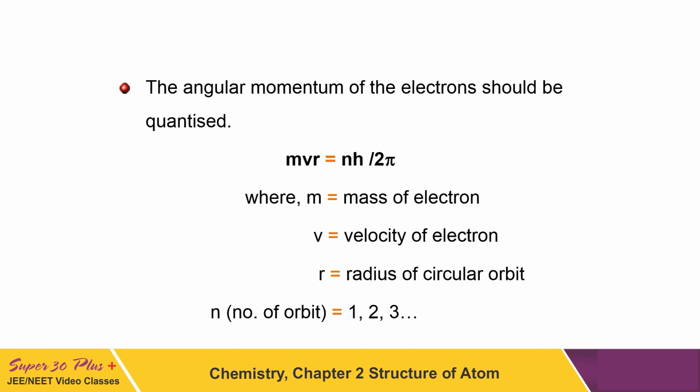In the second postulate, Niels Bohr spoke about the quantization of angular momentum. What is angular momentum, students? J equals mass into velocity into the radius of rotation, mvr. He said that the angular momentum of the electron is quantized, meaning it is an integer multiple of h upon 2 pi. It is n times h upon 2 pi, where h is the Planck constant, m is the mass of the electron, v is the velocity of the electron, and r is the radius of the circular orbit. The value of n could be 1, 2, 3, 4 or 5, but it cannot be 2.5 or 3.6 or 4.9. It cannot be a fraction. It will always be a whole number.